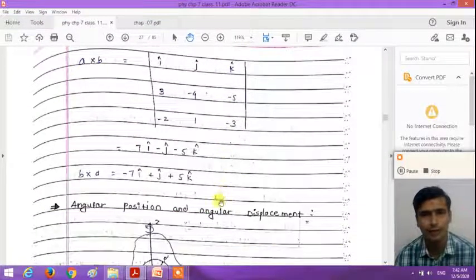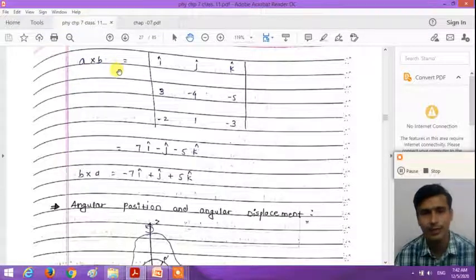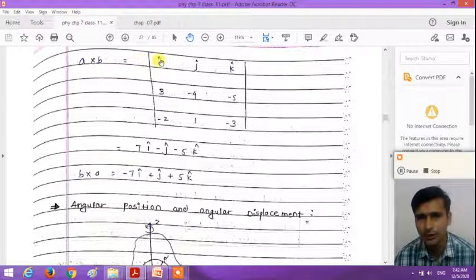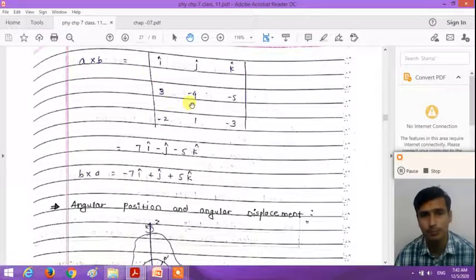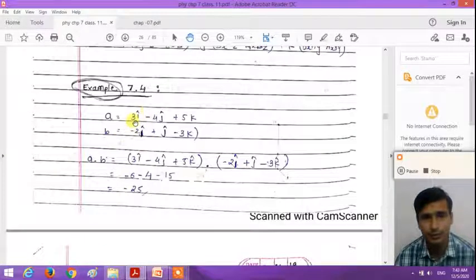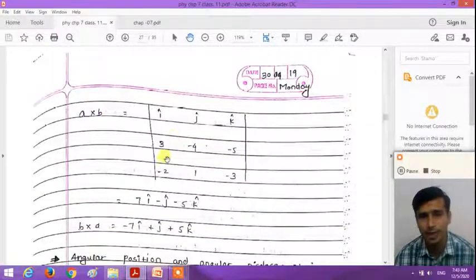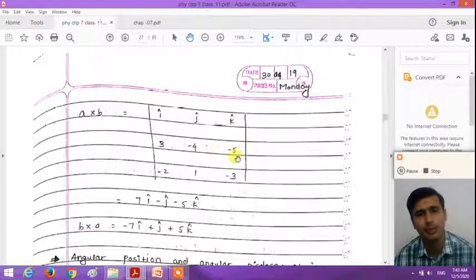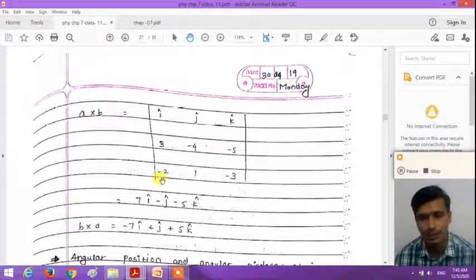Now, how can we find the vector product of both vectors? To calculate the vector product A cross B, we need to write the determinant. How do we write the determinant? First row i, j, k. If you want to find A cross B, then write the components of A. Vector A is given as 3i minus 4j plus 5k, so write x component 3, y component minus 4, and z component 5. Then write the components of vector B: minus 2, 1, and minus 3.